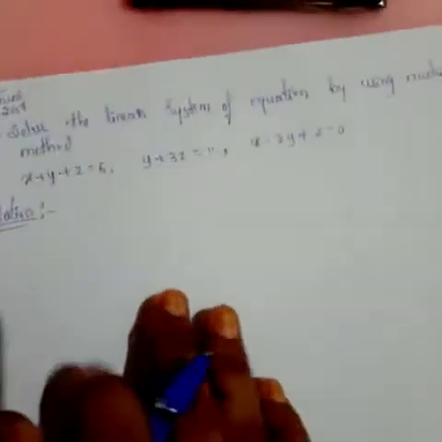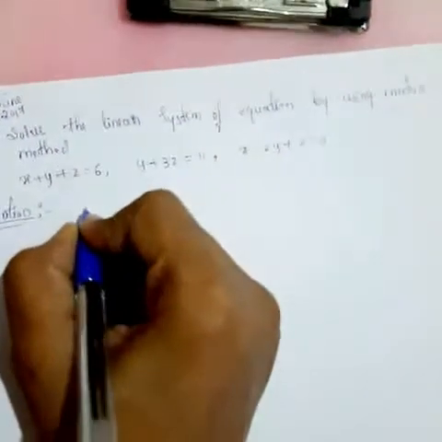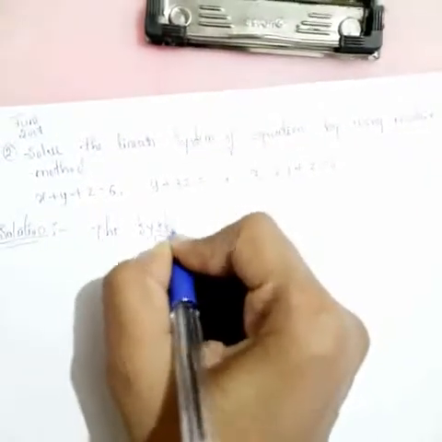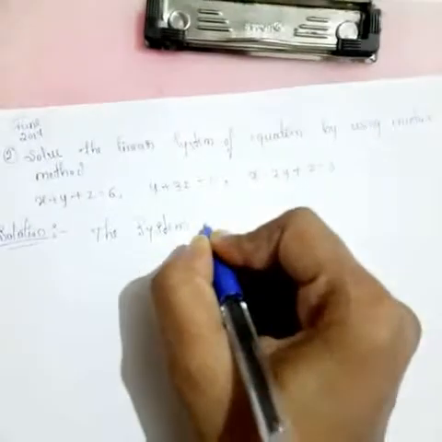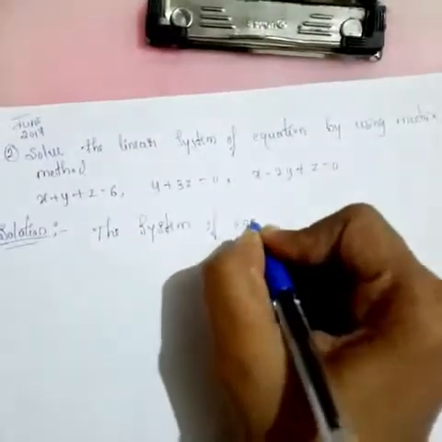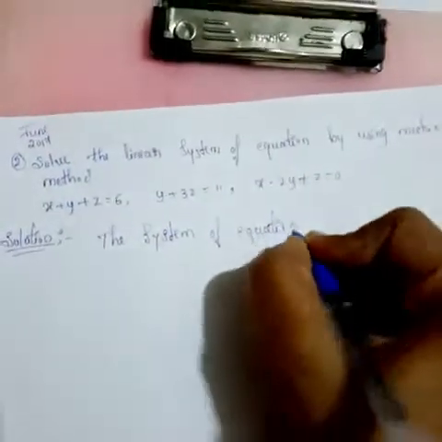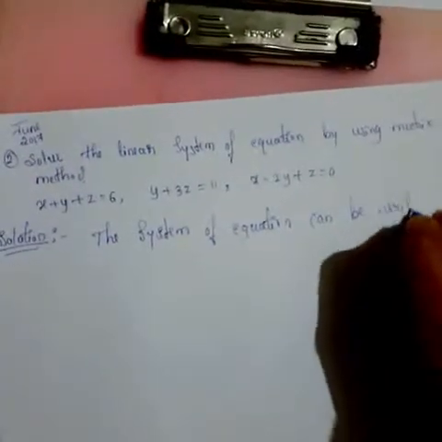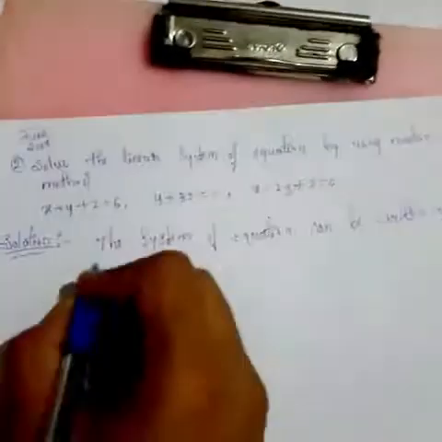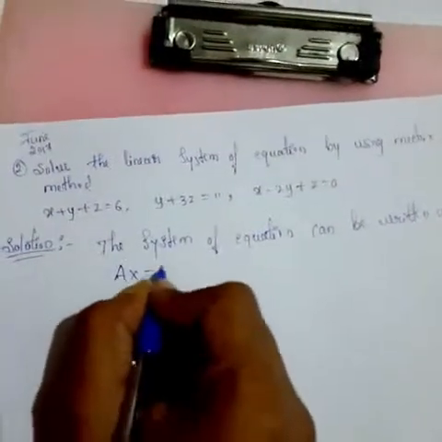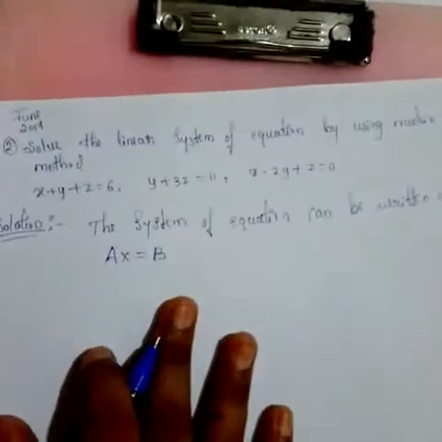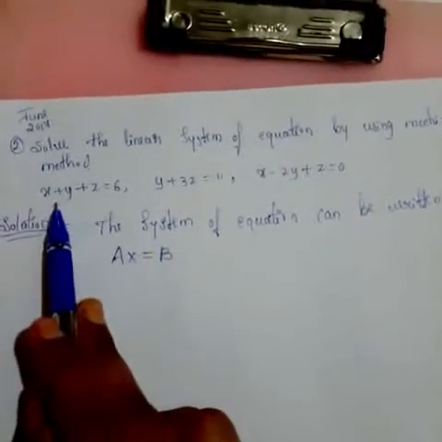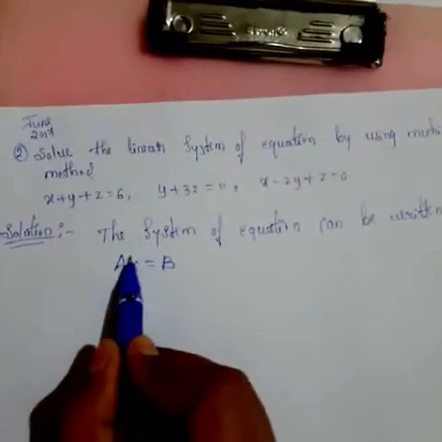So first we have to write this system of equations in the form of AX is equal to B. The solution of a linear system of equations is nothing but finding the unknown variables, that is x, y, z. We have to find these variables.